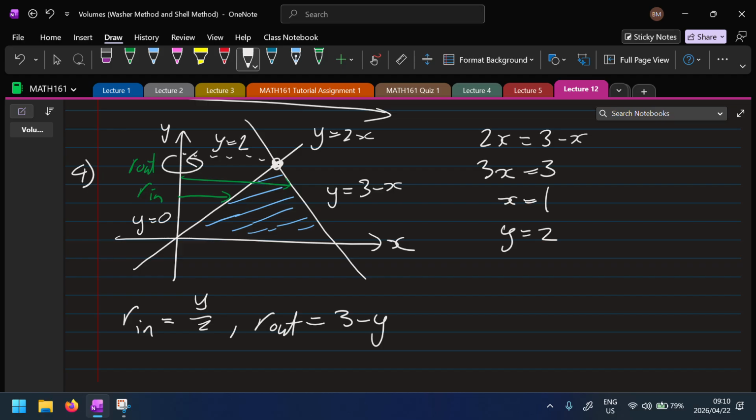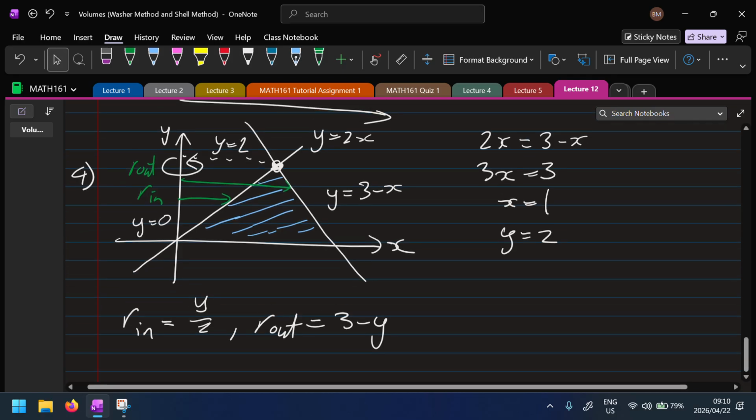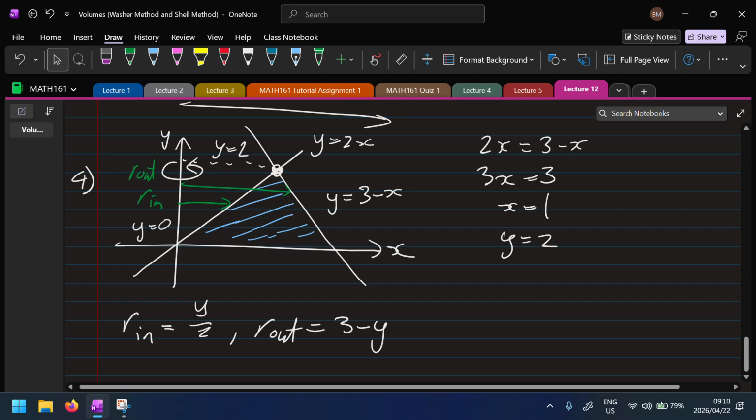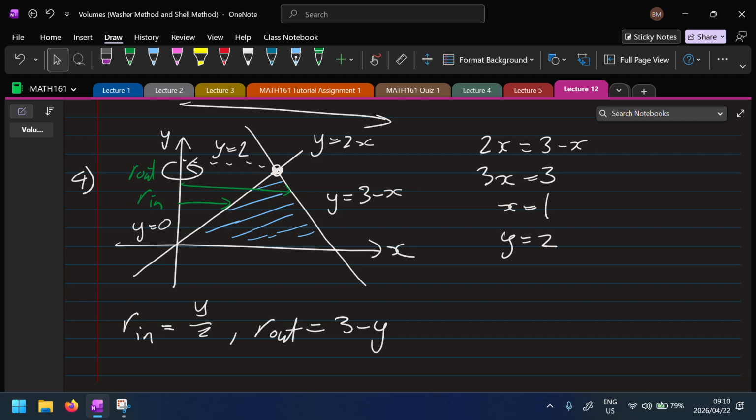Let's sketch this first, then we can evaluate the integral. It's not too difficult, we just need to imagine what's going on. This line, y equals 2x, we're going to rotate that around the y-axis. It's going to make an upside down cone. Everyone see that? Then y equals 3 minus x, we rotate that around. That will be like a normal cone, but it's cut off a bit.